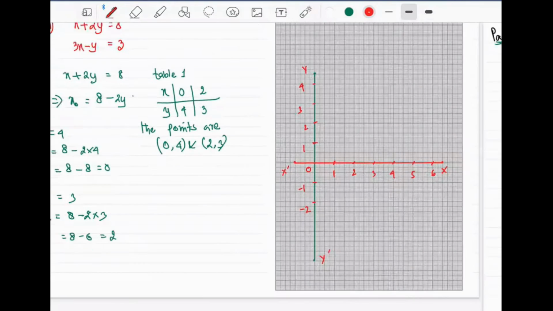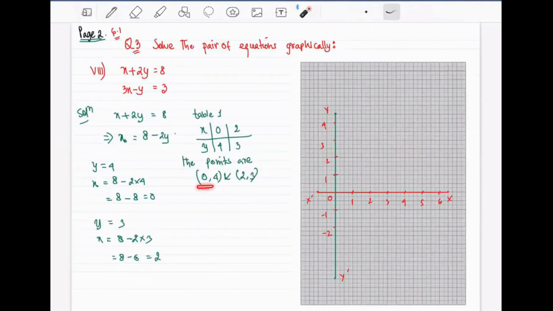Okay, so what are the points that we need to plot? We need to plot 0, 4, and 2, 3. Where is 0, 4? 0 means on the x-axis, you don't move anywhere. On the x-axis, you have to stay at the origin, 0 value. On the y-axis, you have to go up because the value of the y coordinate is positive. 0, 4, from the 0 point, you have to go up. Up how much? 4 points. From here, you go 4 points. 1, 2, 3, 4. Okay, so here is your point, 0, 4.